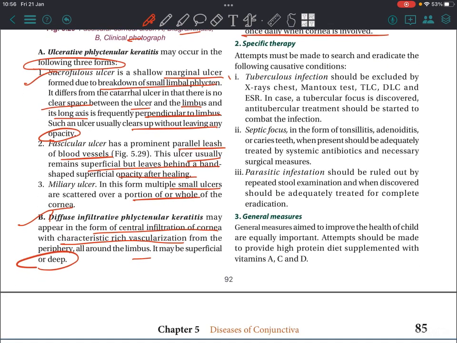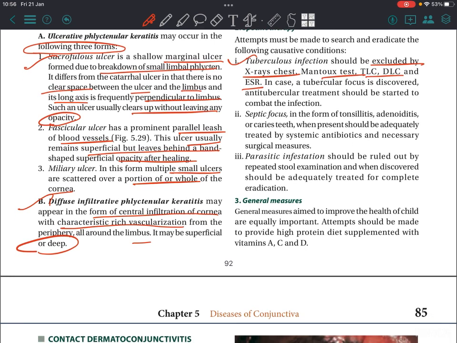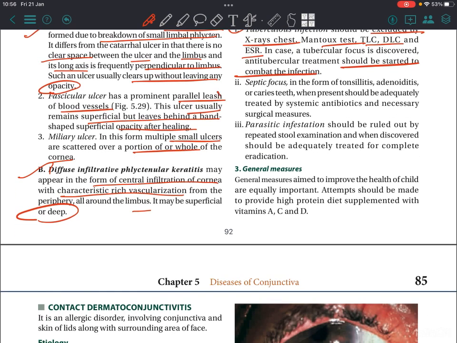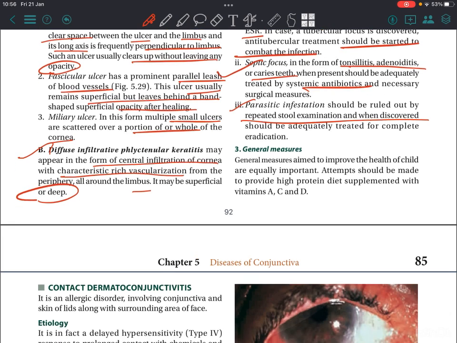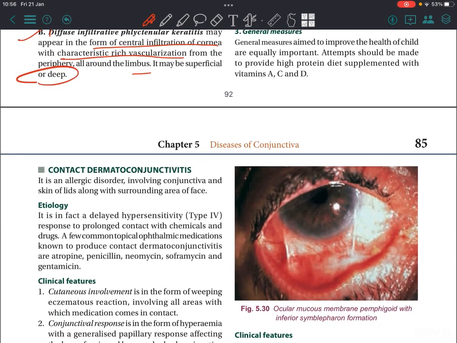Specific therapy. Tuberculosis infection should be excluded: X-ray chest, Mantoux test, TLC, DLC, ESR. If a tubercular focus is discovered, anti-tubercular treatment should be started. To combat infection, septic foci in the form of tonsillitis, adenitis, caries teeth, when present, should be adequately treated with systemic antibiotics. Parasitic infection should be ruled out by repeated stool examination and, when discovered, adequately treated or completely eradicated. General measures: attempts should be made to provide a high protein diet supplemented with vitamins A, C and D.